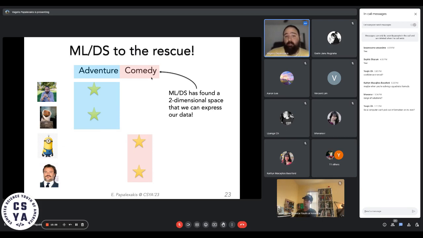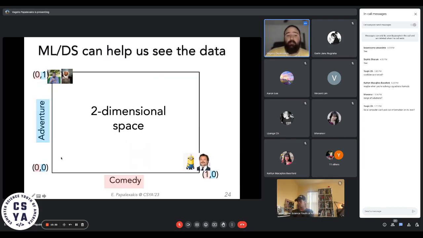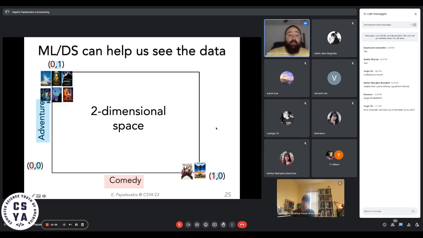Now you can visualize this. It's a 2-dimensional grid, right? Hopefully we've all seen, at least in 2 dimensions in algebra, how we understand objects. So if this is the adventure axis and this is the comedy axis, ET and I are in the full-on adventure, no comedy space, and Jack Black and whatever his name is are in the full-on comedy, no adventure space. And we can do the same thing for the movies, right? Again, this is for the sake of argument.